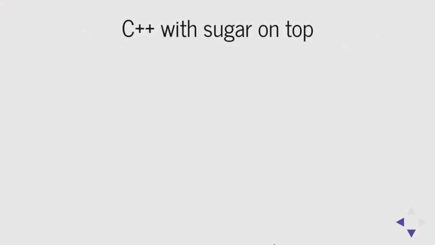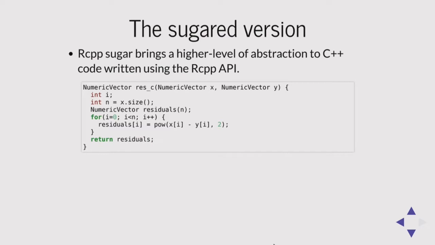And the last bit that we'll talk about is C++ with sugar on top. So here's another bit of C++ code, and this bit of code calculates residuals. Okay, so the difference of squares. So what we've got is two vectors, x and y, right? And we're going to do the difference between x and y and then square them. Right, so you're going to work out the residuals, the difference of squares.